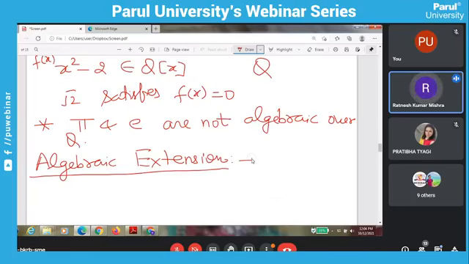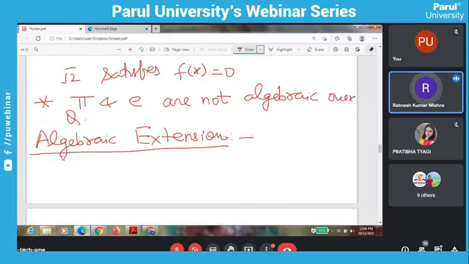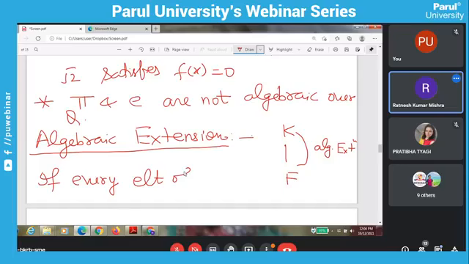There is the concept of algebraic extension. An extension K of a field F is called an algebraic extension if every element of K is algebraic over F. So we can say that K is an algebraic extension of F.